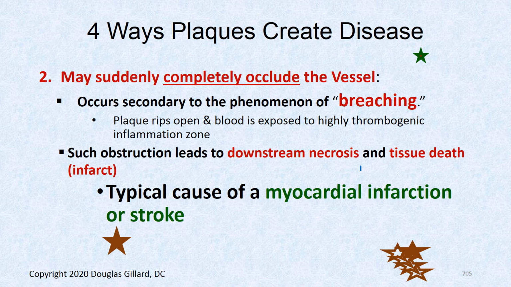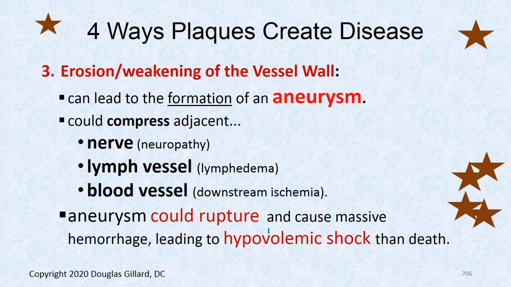It could suddenly completely occlude a vessel. We'll talk about breaching here in a minute, which is a heart attack. Most heart attacks occur after breaching of an atherosclerotic plaque in the carotid or in the coronary artery, right? So it causes a myocardial infarction. If it happens up in the noodle, it causes a stroke.